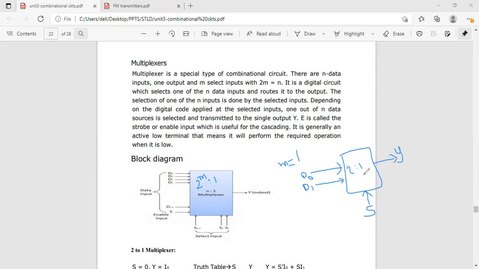If you substitute m equal to 1, how many data lines are there? 2 power m data lines. If you substitute m equal to 1, so 2 power 1, how many data lines?